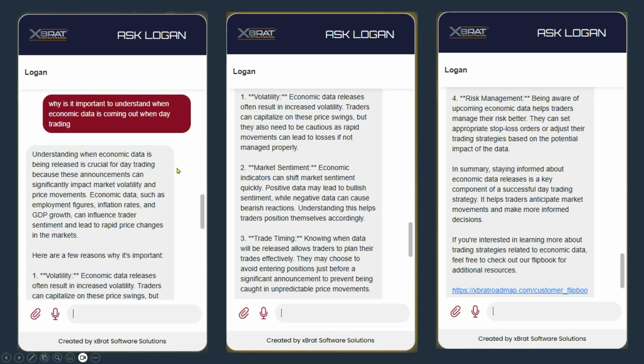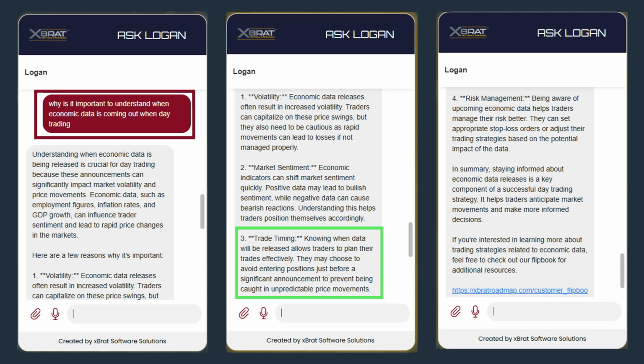I then asked Logan, why is it important to understand when economic data is coming out when day trading? Again, I've just highlighted a couple of instances here. Trade timing. This, for me, is the most important thing. Knowing when data will be released allows traders to plan their trades effectively. They may choose to avoid entering positions just before a significant announcement. If you haven't got that on your chart, the little bit on the right-hand side, and also the flag on the bottom of the chart, the vertical line up, you may miss that and you may get into a trade and get wiped out.